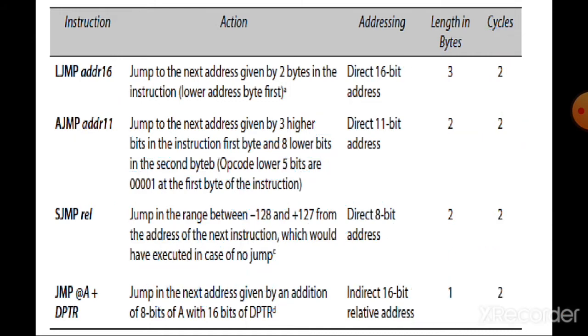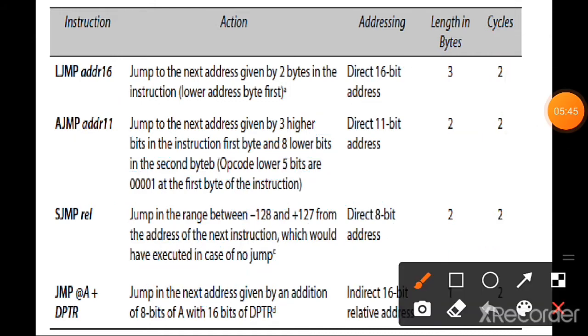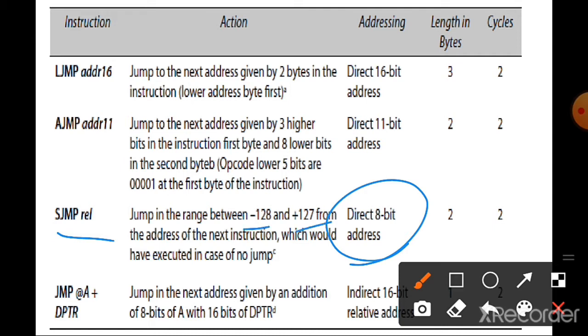The next one is short jump, SJMP REL. REL specifies the 8-bit address and jumps in the range between -128 to +127 from the address of the next instruction, which would have executed in the case of no jump. So it is a short jump. Here we specify the 8-bit address and jump to that address location.